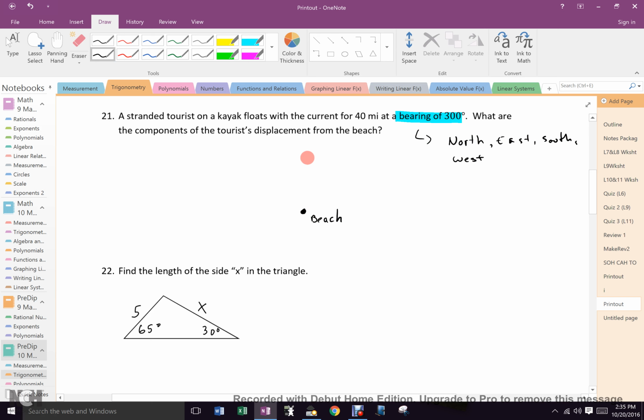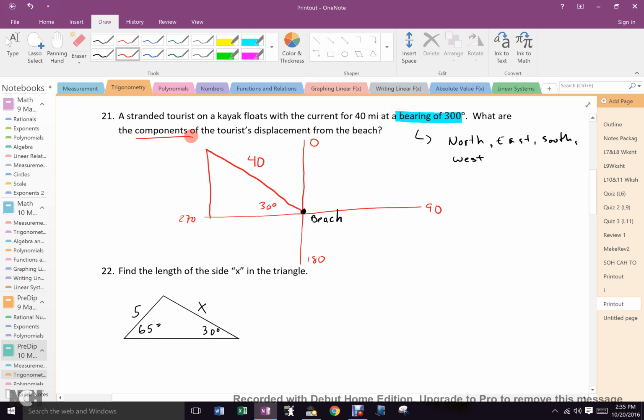So, bearing of 300. I'm going to put this on in red. 300. This is 0. This is 90. This is 180. This is 270. So he's gone out this way. And this is 30 degrees, yes? So we know that's 40.